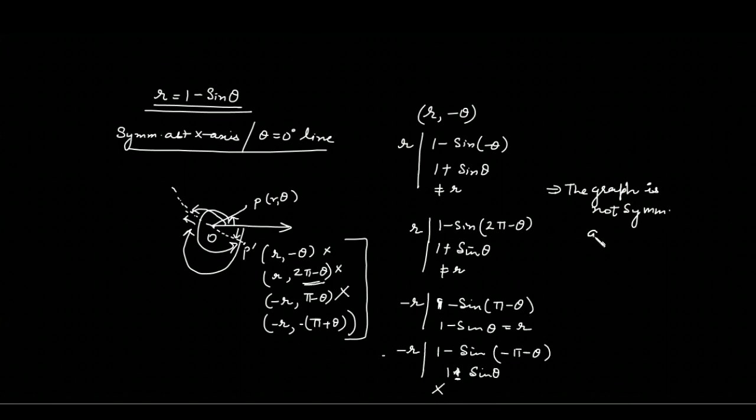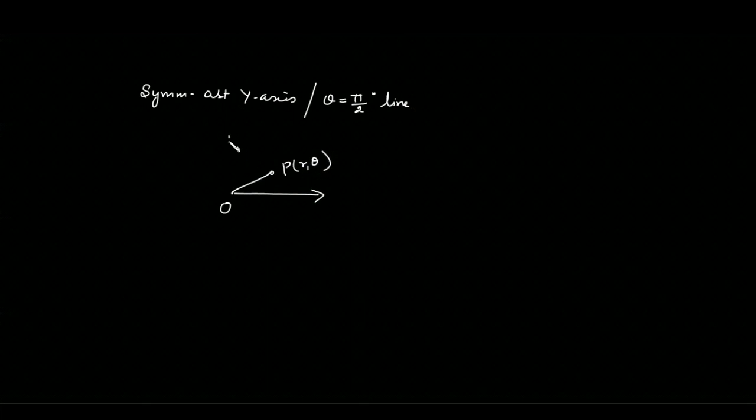About x-axis. Now we will check the symmetry about y-axis. So y-axis means theta is equal to pi by 2 degree line. This is our pole, this is the initial ray, this is any point P having the coordinates r and theta. This is our y-axis or pi by 2 line.